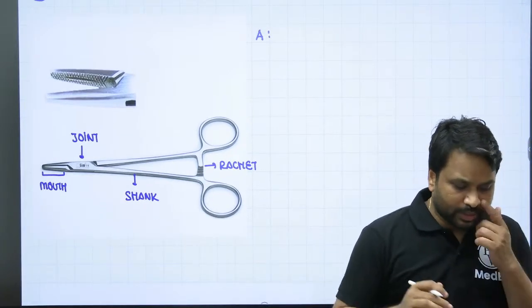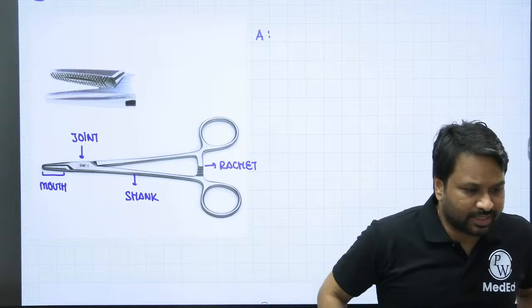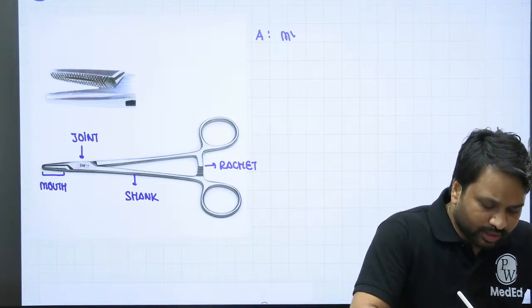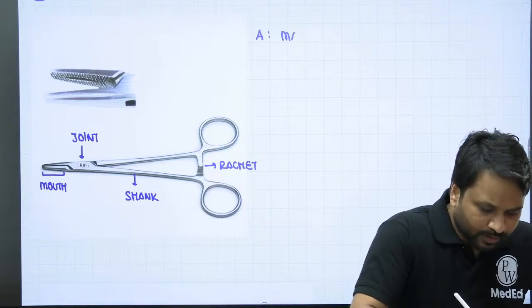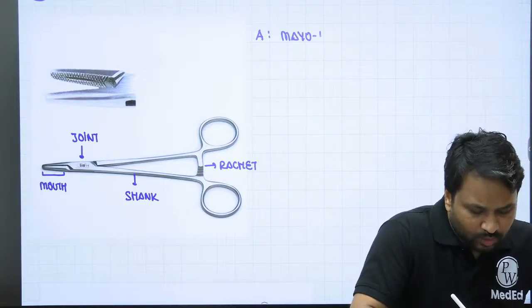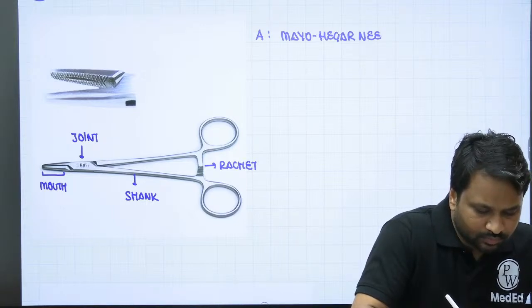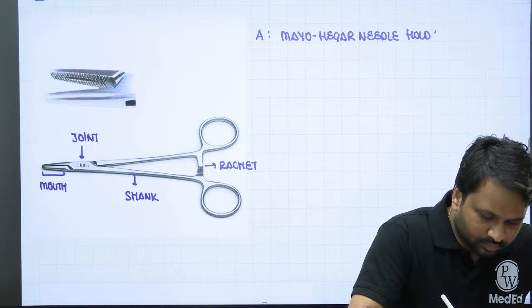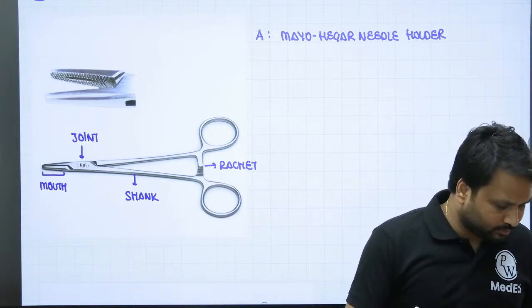So the first one that you can see here has a short mouth, and there are serrations present, and this is your needle holder. Now the entire name of the needle holder is the Mayo-Hegar. This is what we call the Mayo-Hegar needle holder, right?